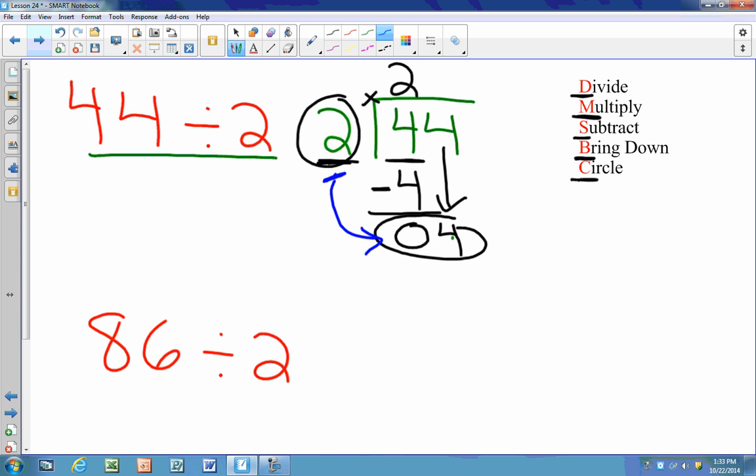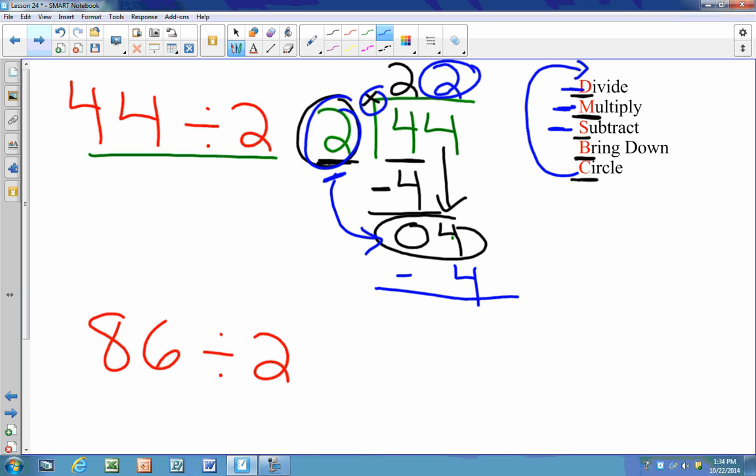And once I go down here and I have a circle, I'm starting the whole process over again up at the top. So I'm dividing first, right here. Can 2 go into 4? It can go in 2 times. I write that up top. And then I multiply, so I'm taking my 2 and multiplying it by my 2. 2 times 2 is 4. Then I need to subtract. So I subtract. Now I need to bring down. There's nothing here to bring down, so I am done.